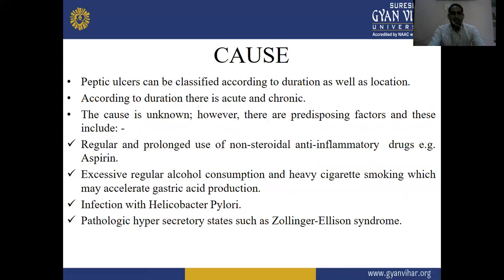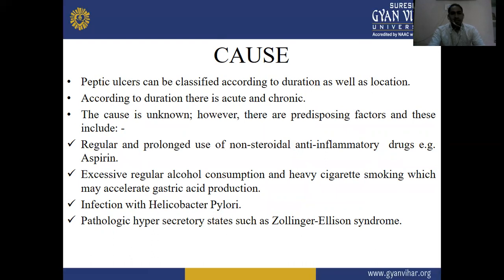Next, causes of peptic ulcer. Peptic ulcer can be classified according to duration as well as location of the digestive tract. According to duration, there are acute peptic ulcers and chronic peptic ulcers.